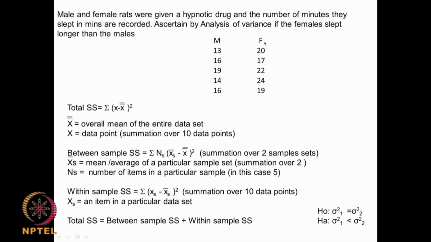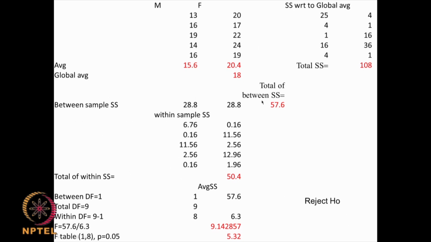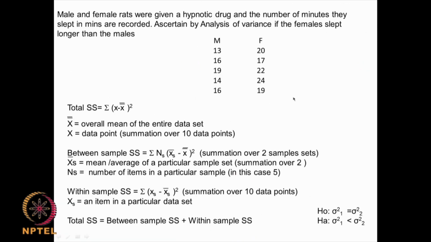There is something called total sum of squares. I take the average of this data set, I take the average of this data set, and then I take an average of both of these, that is the average of the entire data, which we will call the global average. That global average I subtract from each one of these terms, square it up and add all of them. There will be 10 data points here. That is called the total sum of squares. The degrees of freedom for total sum of squares will be 10 minus 1, which is 9.